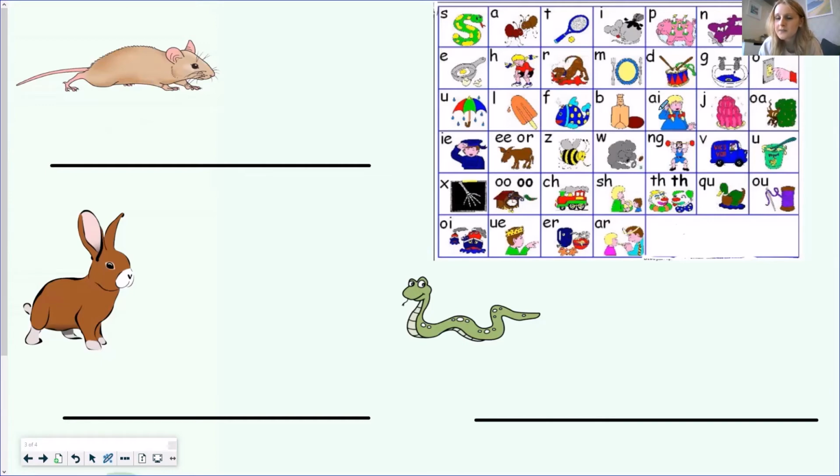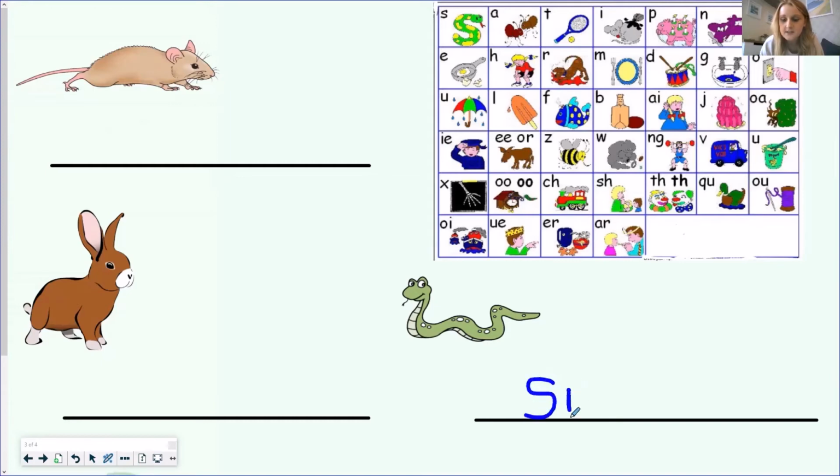Snake. Now, if it's at the end of the word, we would normally use the ck, wouldn't we, at the end? So I'm going to choose this one. Remember, we're using our phonics to spell the words. Here we go. Remember, my magic pen is going to run out, so I hope you're watching, and then it will be your turn.